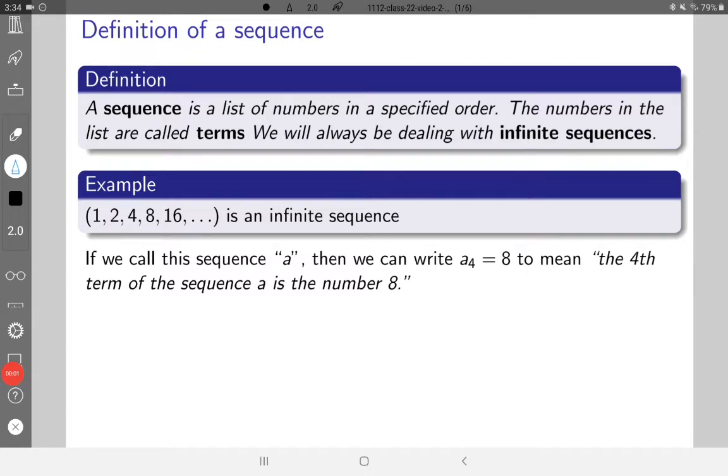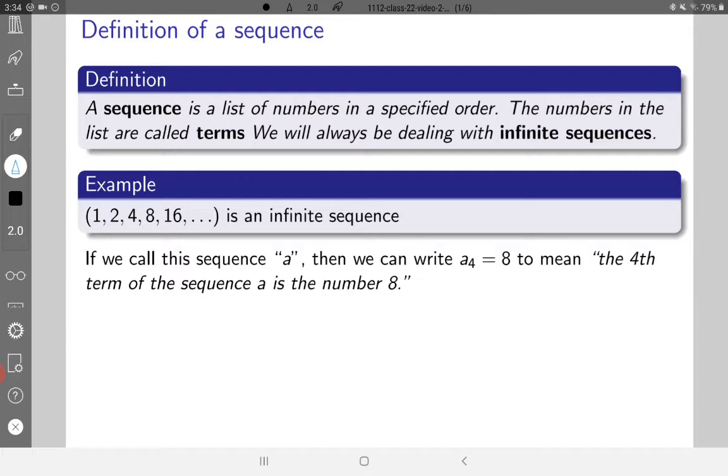Hello. In this video, we're going to really start officially our study of infinite sequences by defining what a sequence means, looking at a bunch of examples, and talking about some of the properties that sequences might have. So a sequence is just a list of numbers in a specified order. So there's an order to it. They're not random. We can't shuffle them around. There's a first, a second, a third, a fourth number in the list, and so on and so on.